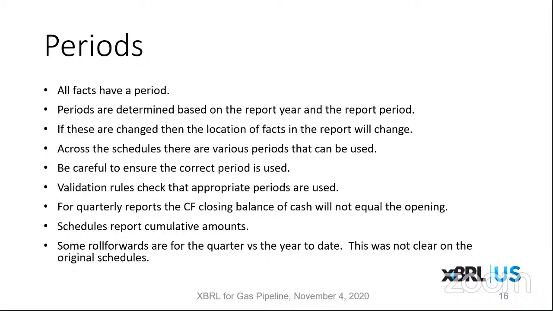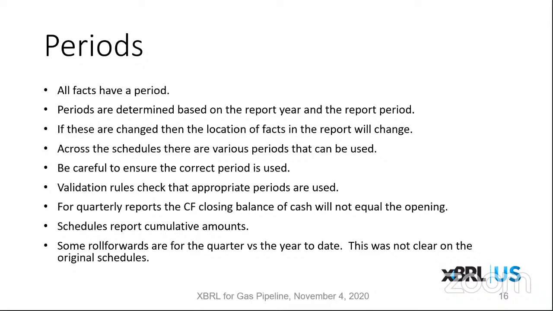Validation rules also check that appropriate periods are used. If you've got a fact with an incorrect period, it'll give you a validation error saying this element can't have this period on it. Things like quarterly cash flows, you've got to make sure you use the right opening balance and closing balance on those, and sometimes you just need to make sure you get those periods right. The opening balance won't be the same as the closing balance on a cash flow for a quarter, for example.